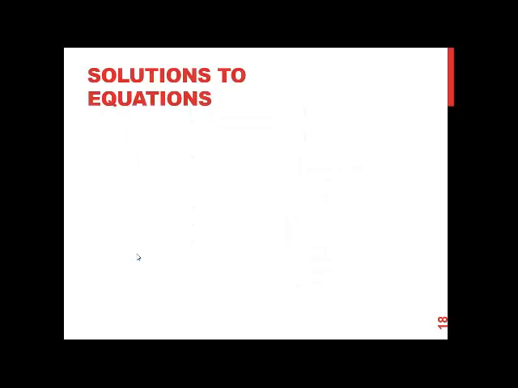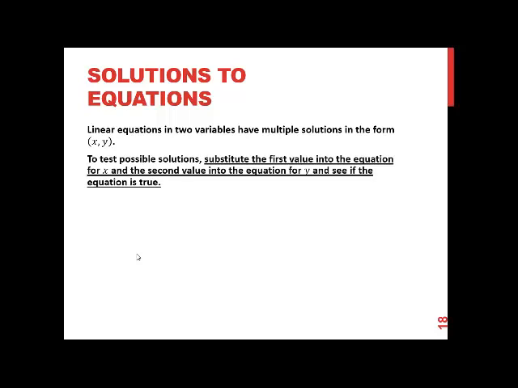Alright, solutions to equations. Linear equations in two variables have multiple solutions of the form x, y. To test possible solutions, we substitute the first value of the coordinate pair into the equation for any x's that are there. We'll substitute the second value for any y's that show up, and we'll just simplify both sides and make sure that the equation is true.